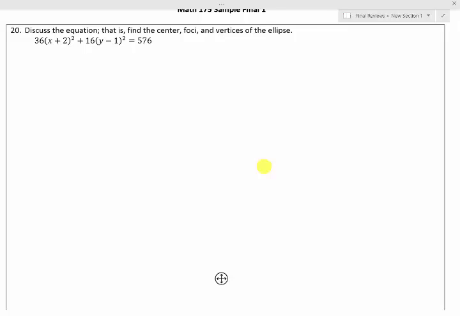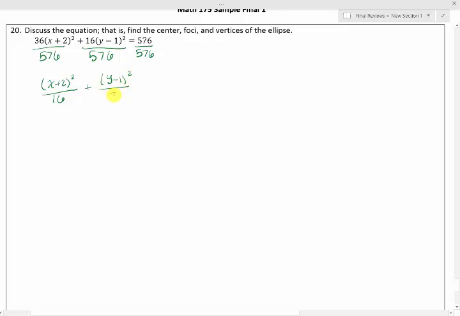Well, in order for me to get 1 on my right-hand side, I'm going to have to divide everything by 576. And then we want to reduce as much as possible. So this is going to give me (x + 2) squared divided by 16 plus (y - 1) squared divided by 36 equals 1.